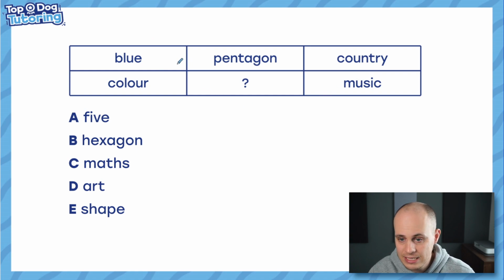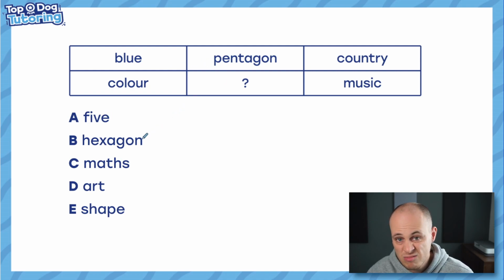Now in this case, when I look at the words blue, pentagon, country, nothing screams there's a link there. But when I look at blue and colour, country and music, I'm like, hang on a minute. Isn't country a type of music? Country music. Isn't blue a type of colour? I see. So what's pentagon a type of? Is it a type of 5? No, that tells me how many sides there are, but that's not a type of 5.